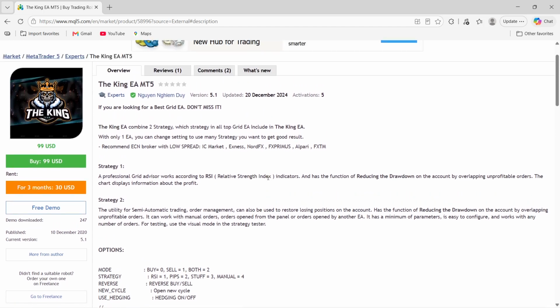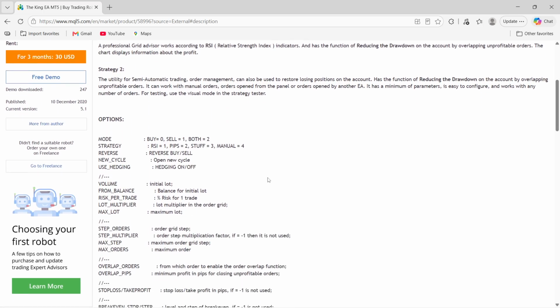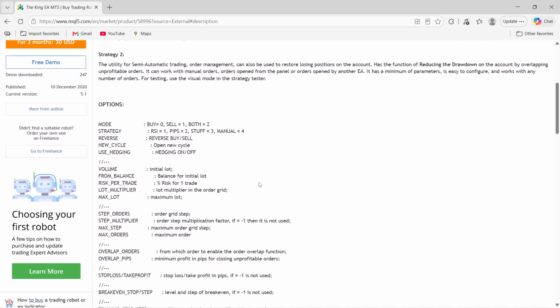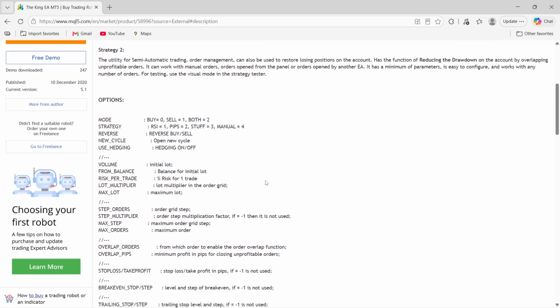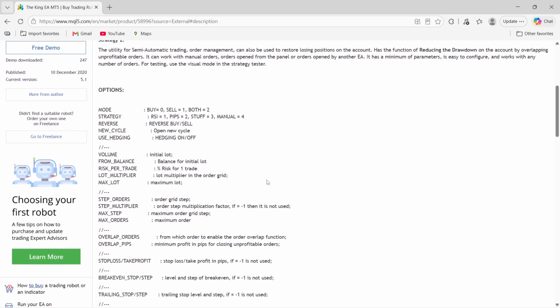The EA includes parameters for grid spacing, lot multipliers, max levels, and overall exposure limits. Risk management is key here. Things like max drawdown protection, basket take profits, and individual stop losses. It's designed for pairs that range or have mean reversion behavior, where the hedging can help balance exposure.